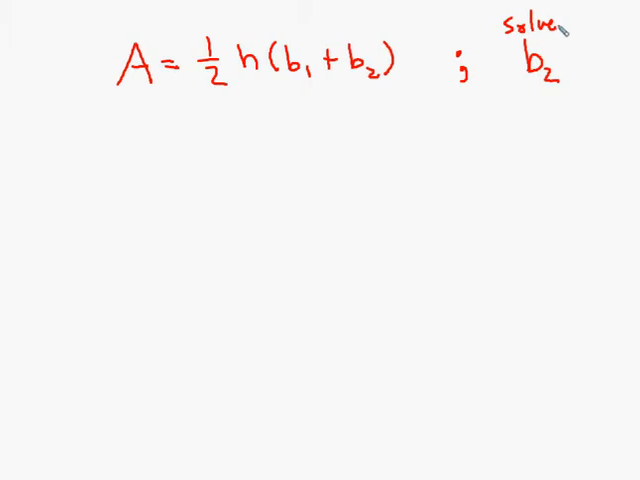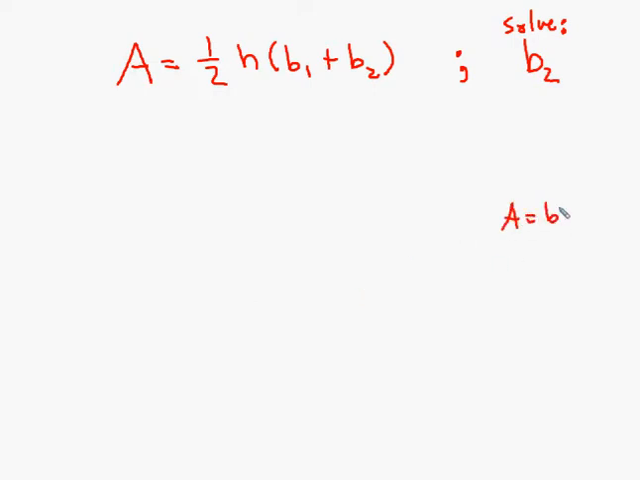Let's do another literal, and then let's get to some better ones. Let's do this one. A equals 1/2 h times b1 plus b2. We're going to solve that one for b2. If you don't recognize that, that is the area of a trapezoid. Yes, you've been through geometry, so I expect you to know your area formulas.